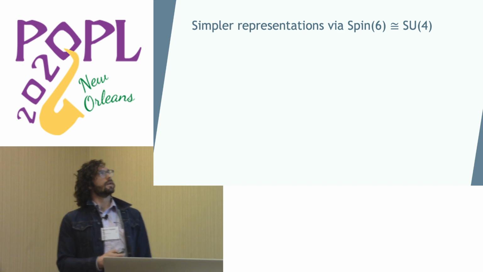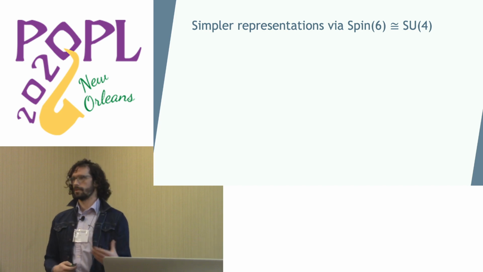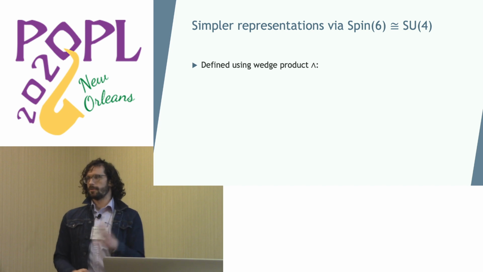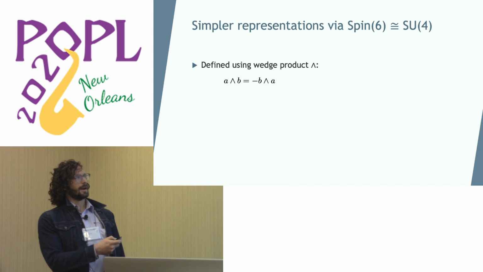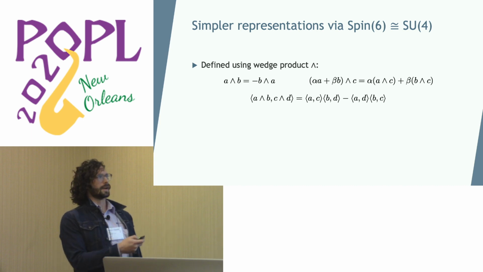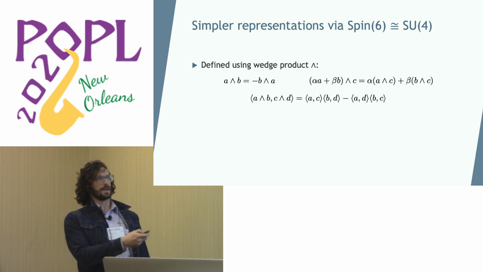To do that, we're going to use the exceptional isomorphism between SU(4) and Spin(6) to come up with a simpler representation. This isomorphism is defined using the wedge product. It's not that important that you understand this, but I'll do it for posterity's sake. The wedge product is antisymmetric and bilinear. It's also associative, but we won't use that because we're just doing wedge products like this. You compute inner products between wedge products of two vectors as this.